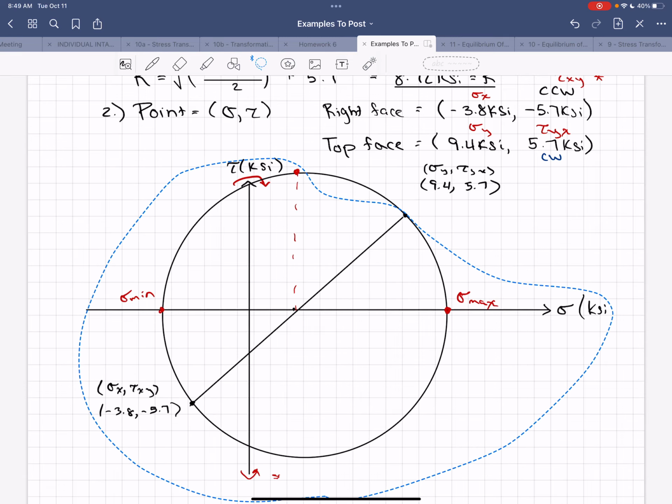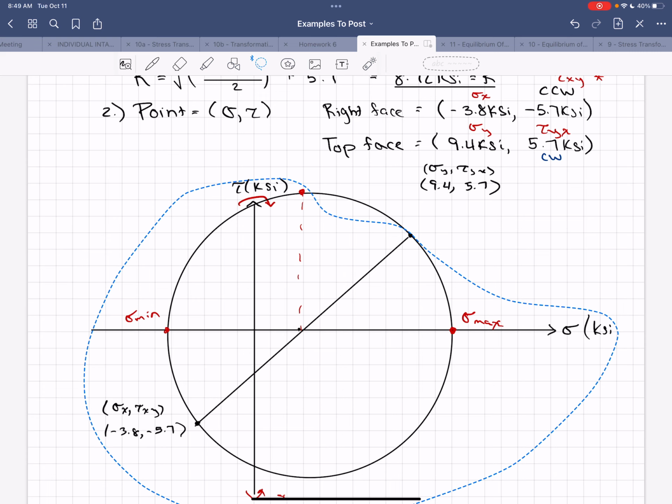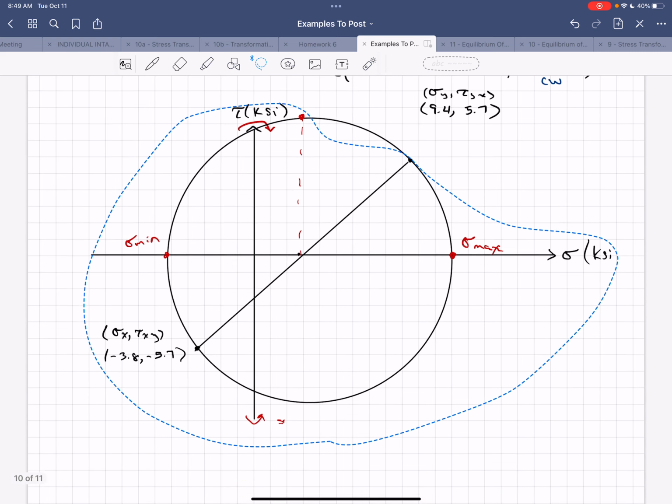See if we can, there we go, okay. Now we have some more room. Okay.